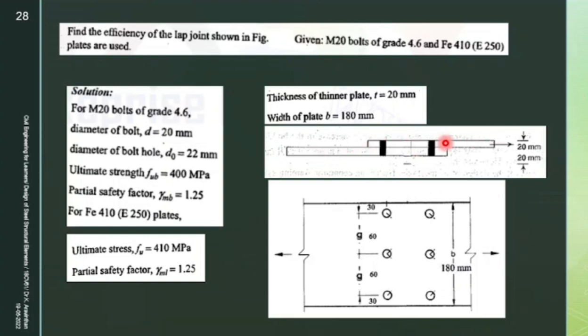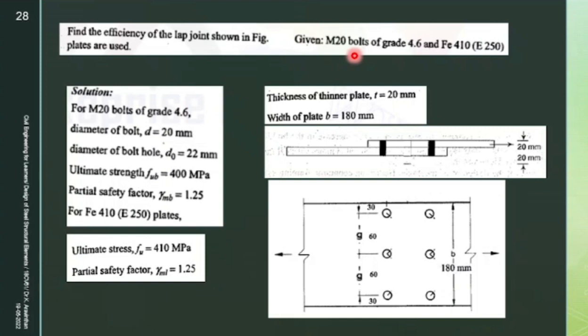In the previous problem, the 2 plates were not the same thickness. You had a thinner plate and a thicker plate. Here in the second problem, both the plates are having same thickness, that is 20 mm. Okay. Now they are using M20 bolt. What do you mean by M20?